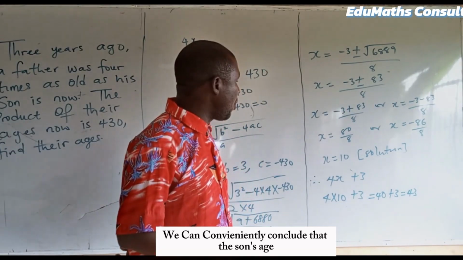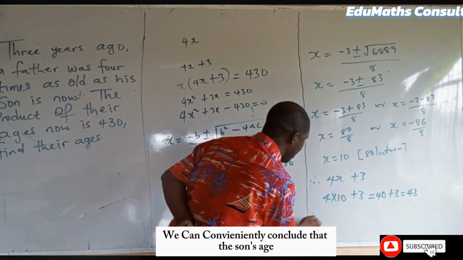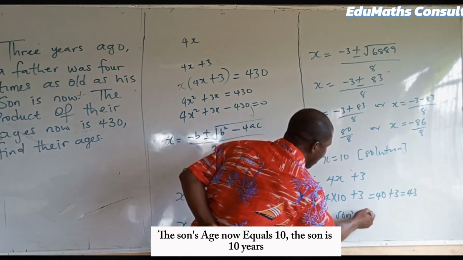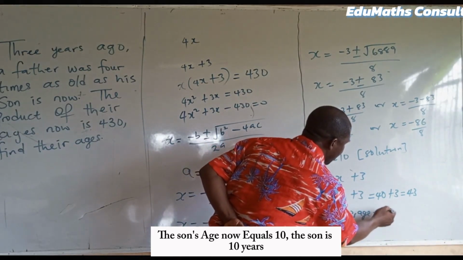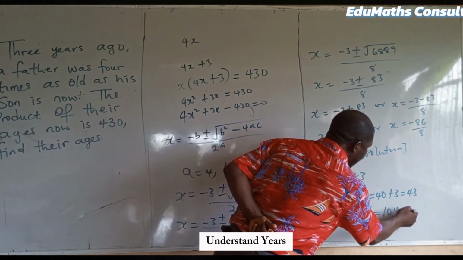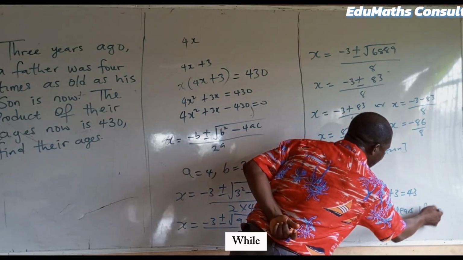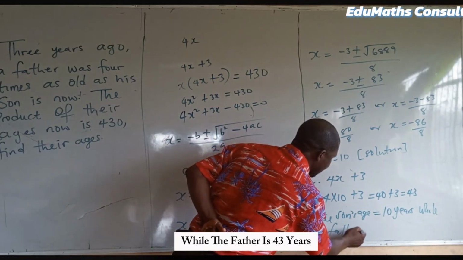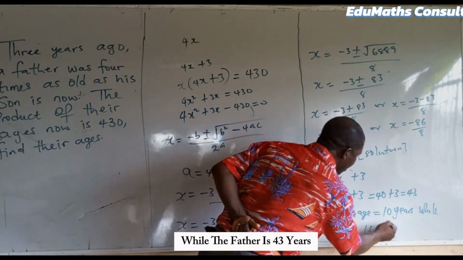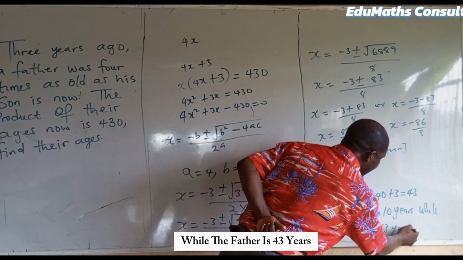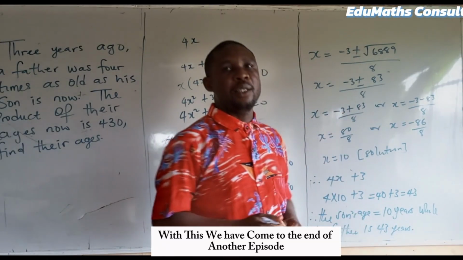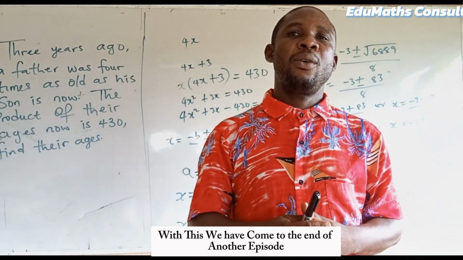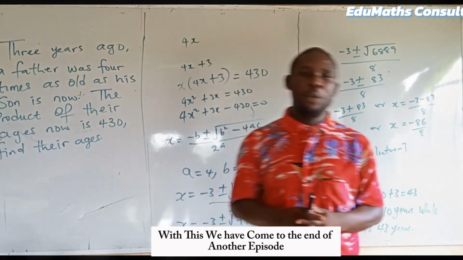We can conveniently conclude that the son's age now equals 10, the son is 10 years old, while the father is 43 years old. With this, we have come to the end of another episode.